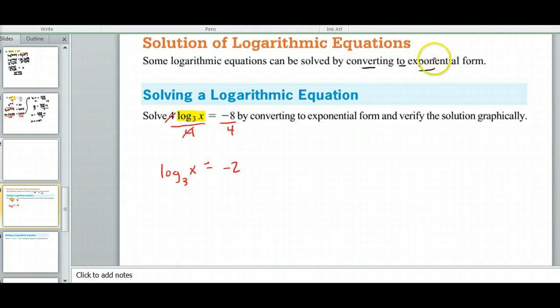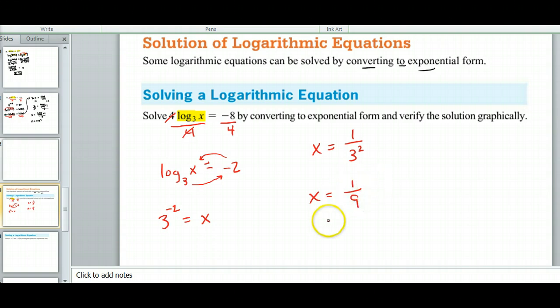Okay, now change it to exponential. Remember how to change it to exponential. Here to here, we get 3 to the 2 power is equal to x. Alright, so this thing's almost done. 3 to the -2 power means 1 over 3 to the +2 power, and then 3 squared is 9, so x equals a ninth. Alright, now this is what's important. You check log equation solutions.